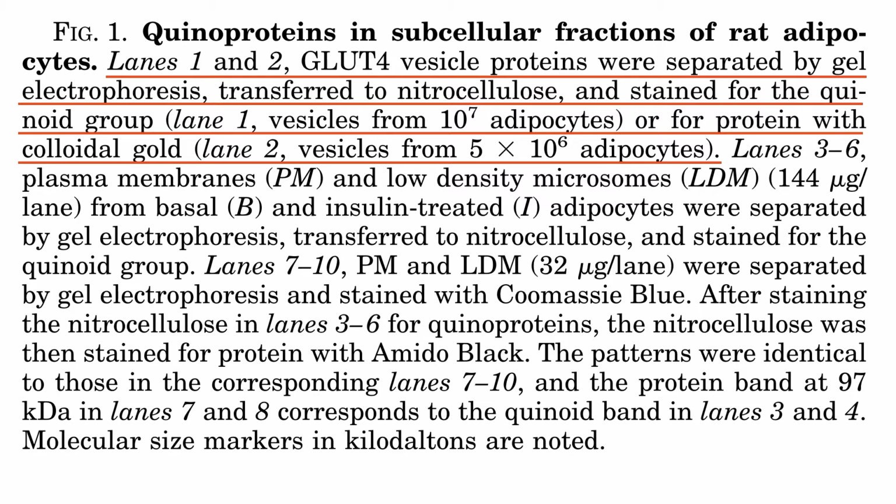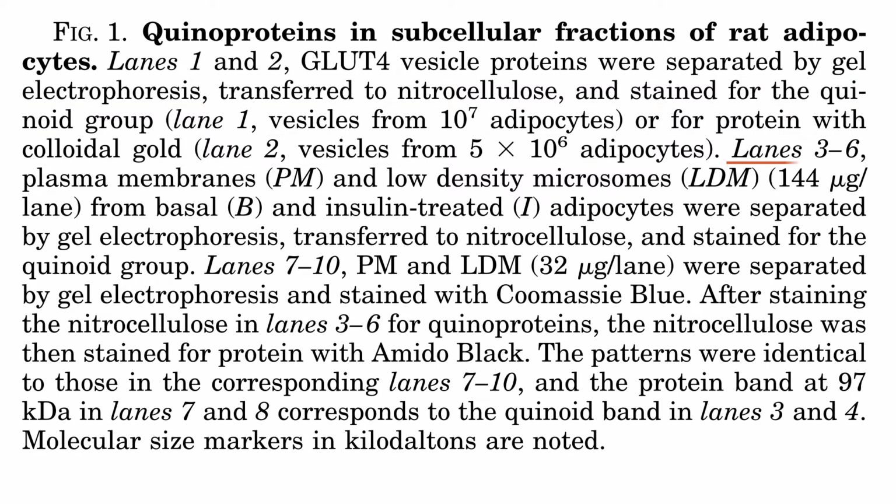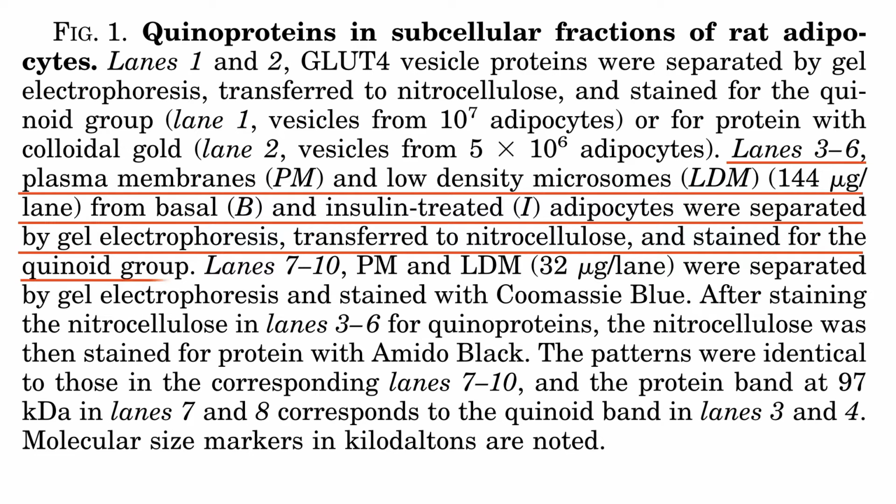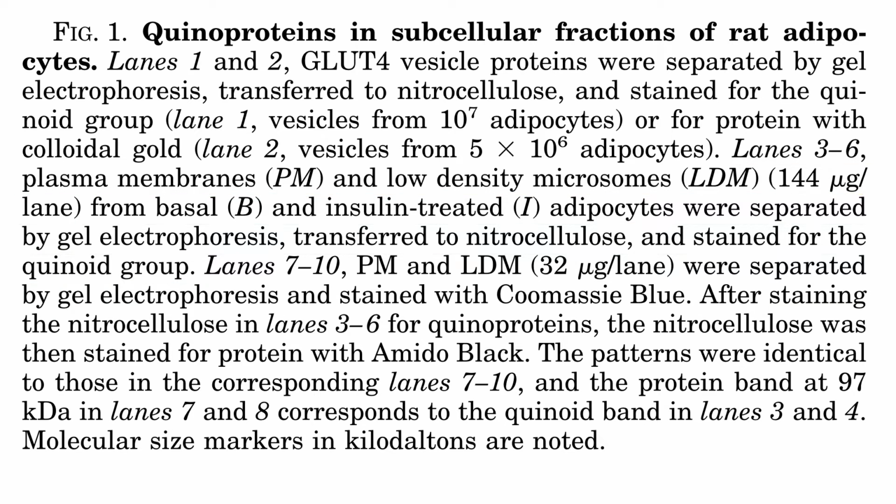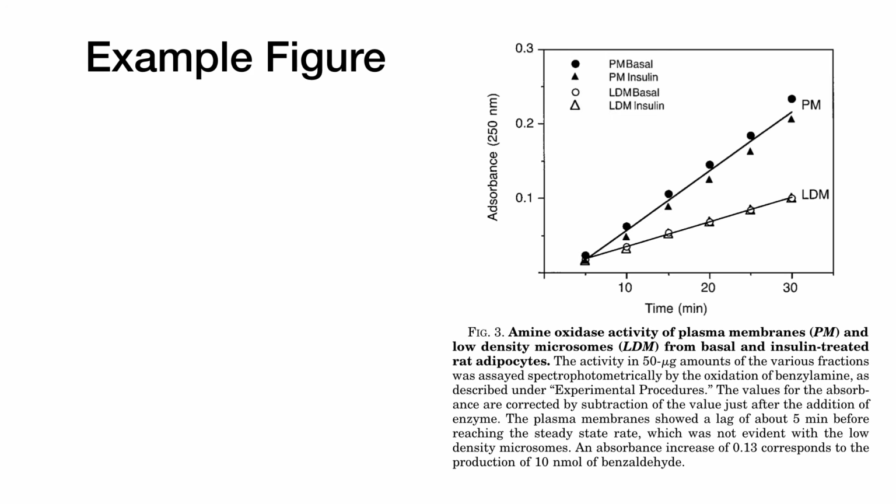It tells us what those lanes were stained for. Lanes 3 and 6 again describes the content. It gives us what the abbreviations are: PM for plasma membrane, LDM for low density microsomes. So this means that whilst I'm looking at the figure, I don't have to look at the paper or the poster to understand it. Now another type of scientific figure is a graph.